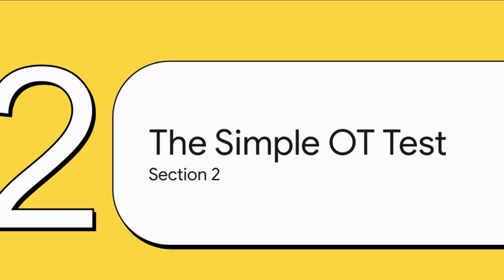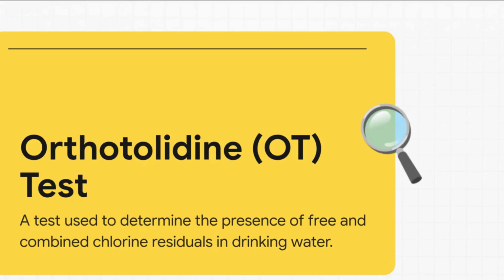And that brings us to our very first tool in the public health toolkit, the simple, straightforward orthotolidine test, or as we all call it, the OT test. So the OT test is a classic colorimetric test. That's just a fancy word for a test that uses color to measure something. Its main job is to figure out the total residual chlorine. Now, this includes both free chlorine, which is the active, powerful germ killer, and combined chlorine, which is, well, a bit less effective. The OT test just measures them both, all lumped together.